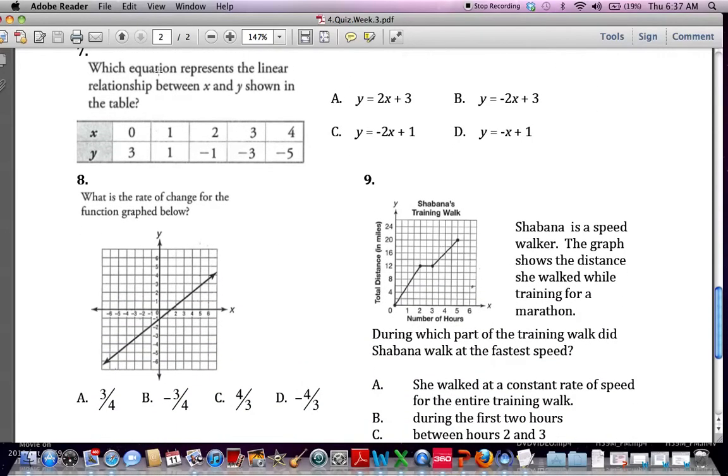Number 7, which equation represents the linear relationship between x and y shown in the table? So which one of these equations matches this table? Which one of these match this table?